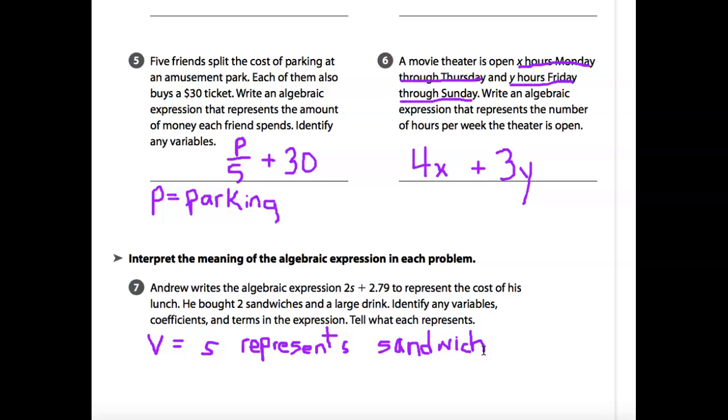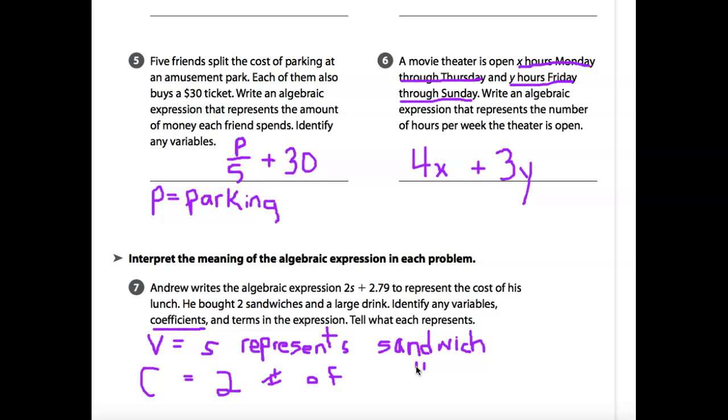Okay. So the coefficient is the number 2. Okay, so the coefficient, that's the number, is 2. It represents the number of sandwiches. Number of sandwiches. All right, I'm just going to put this here, and that means that I'm repeating that word.